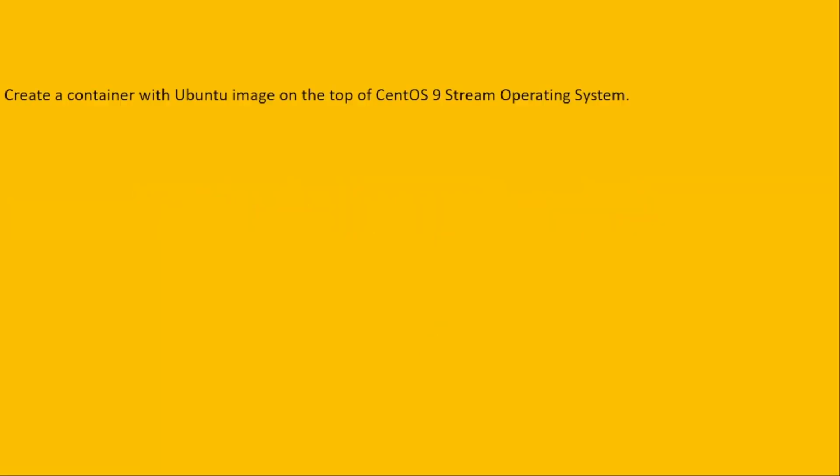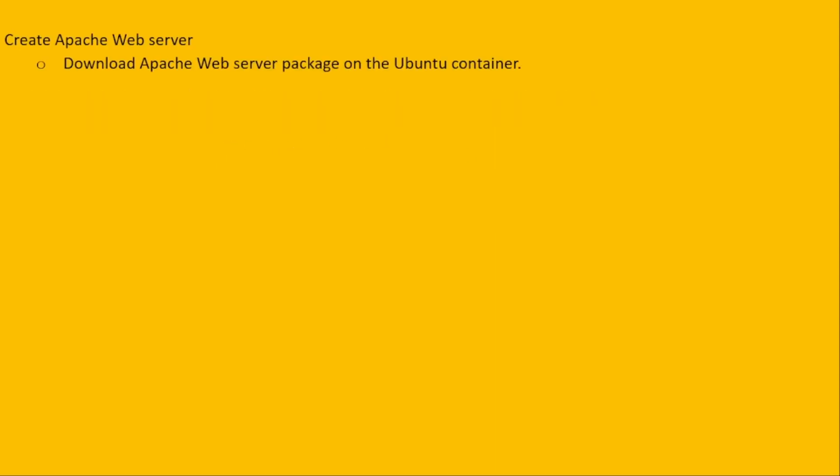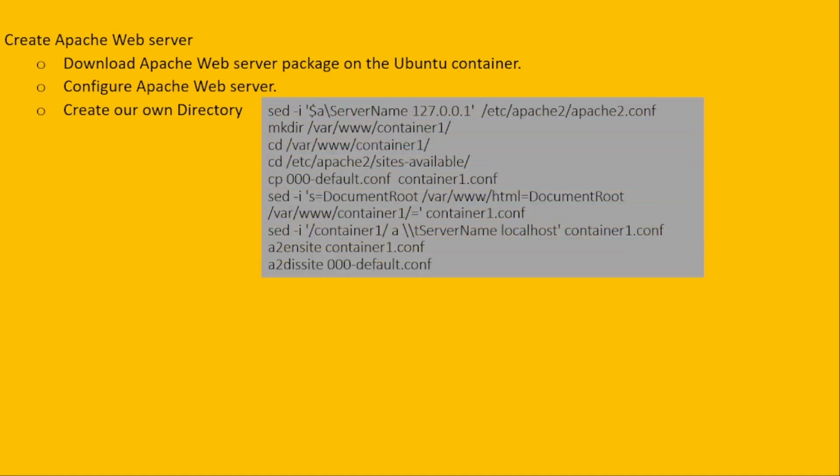Welcome back, guys. So we created a container with an Ubuntu image on top of the CentOS 9 operating system, and we used this command docker container, and the container name is container 1, and we used the Ubuntu image. It means we created a different operating system container, and we created an Apache web server and downloaded the Apache web server package on the Ubuntu container, configured the Apache web server and created our own directory. And the command that we used is sed to append one new line with the server name and the IP address inside this apache2.conf file, and then create our own directory, go inside this directory and then copy the default file, and then again add the document root.